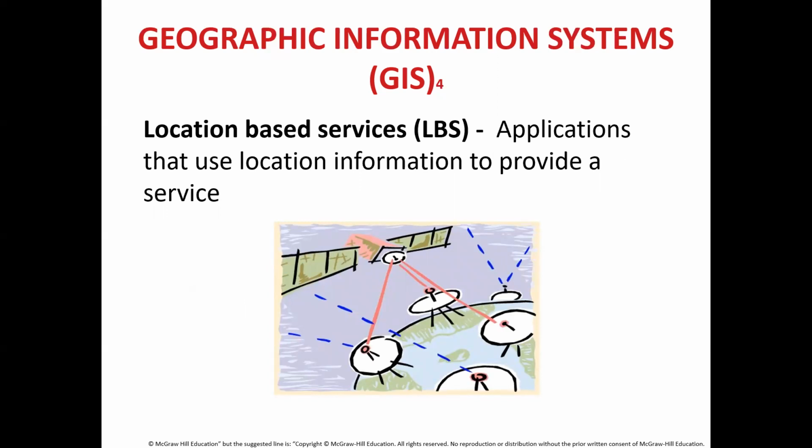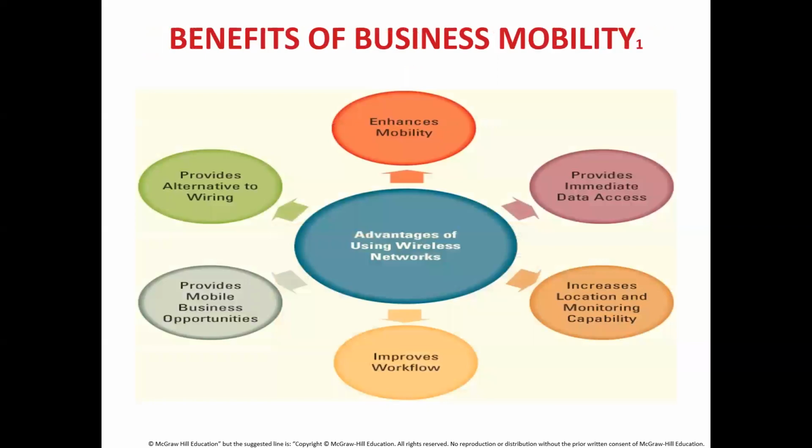GIS continued, location-based services. Applications that use location information to provide service. Examples include a GPS application, social media, maps, delivery services apps, IM apps, etc. Some of the common benefits of business mobility include enhanced mobility, immediate data access, increased location and monitoring capability, improved workflow, mobile business opportunities, and an alternative to wiring.